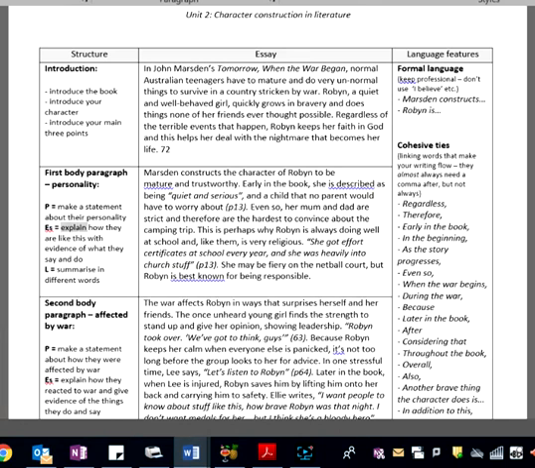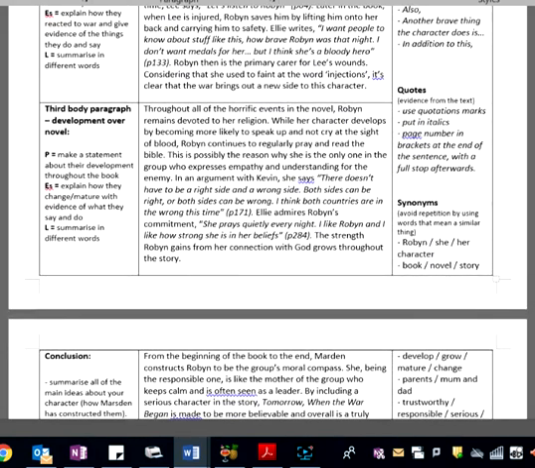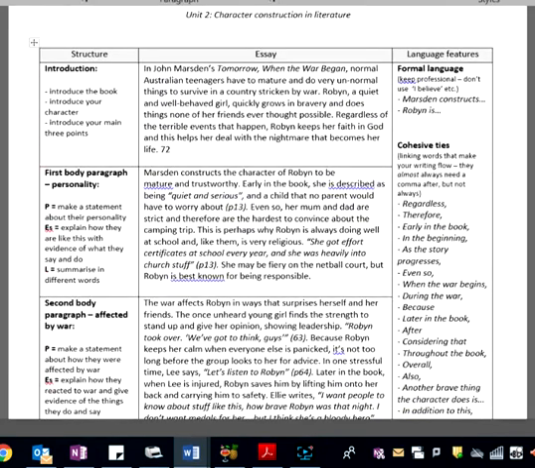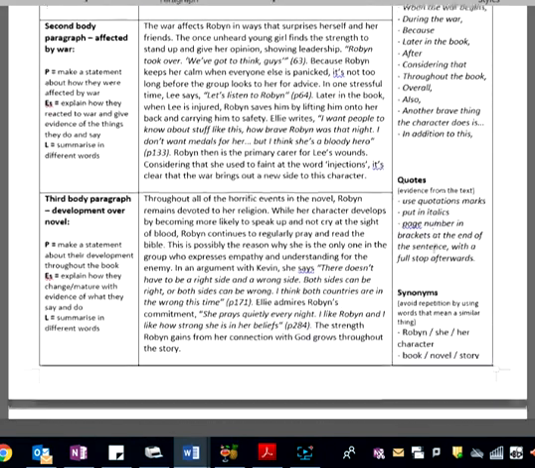Then I need to explain it with evidence from the text. How is she mature and trustworthy? Early in the book, she is described as being, and this is a quote, quiet and serious. How do you know that's a quote? If we go over here to the language features section and we look down at quotes, you'll see that you need to use quotation marks. Have I done that? There and there. Yes, I have.